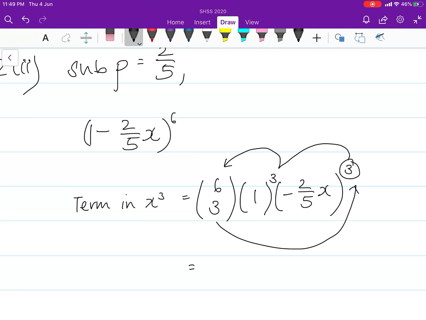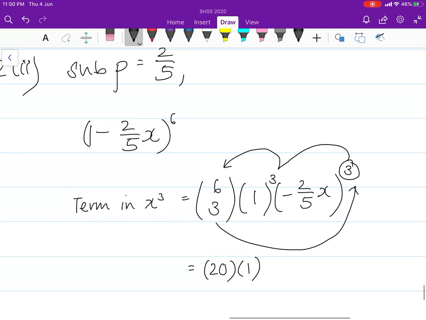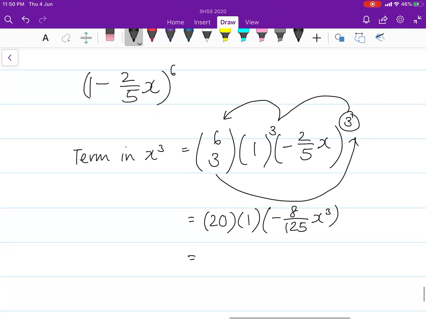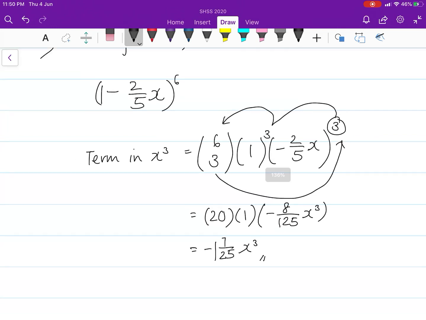Okay, so press your calculator. 6C3 is 20. 20 multiplied by (1 minus 2 over 5) cubed is negative 8 over 125 x cubed. Multiply them together. Minus 8 over 125 times 20. You get minus 32 over 25 x cubed. That is your first answer.